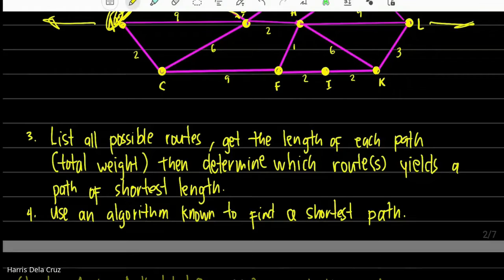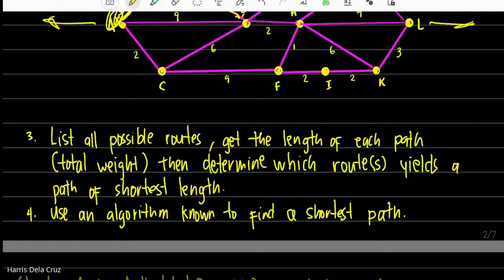So if you're a student of statistics and probability, medyo you're fond of getting all the possible scenario. So that's okay. So gagawin mo lang, especially if this is just a small graph, ililist mo lang lahat ng routes. Okay? Then get the length of each path. So by listing, kunin mo yung pinaka maliit na value ng path or ng length, then that's it. Yun na yung pinaka shortest mo.